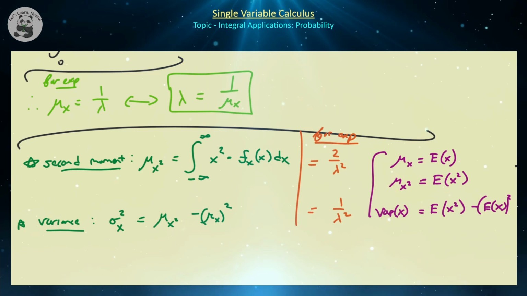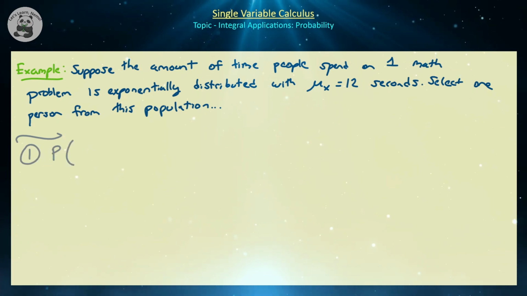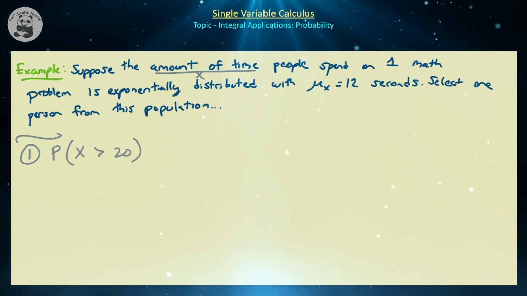Now let's get into a practical example of the exponential distribution and how we can use integrals to solve them. Let's assume that the amount of time that people spend on one math problem is exponentially distributed with a mean of 12 seconds. And let's assume that we select one person from this population. For that person that we've selected, what is the probability that the amount of time, denoted by random variable x, is more than 20 seconds for one math problem?